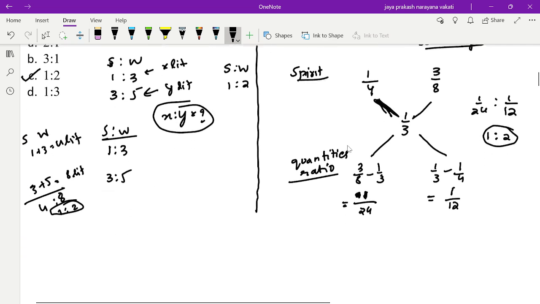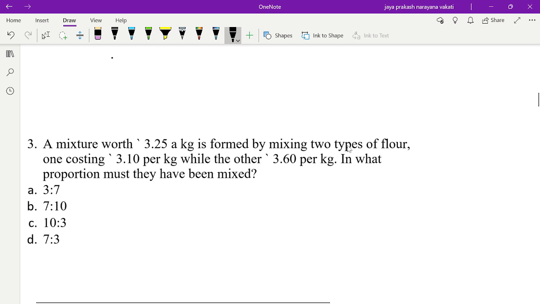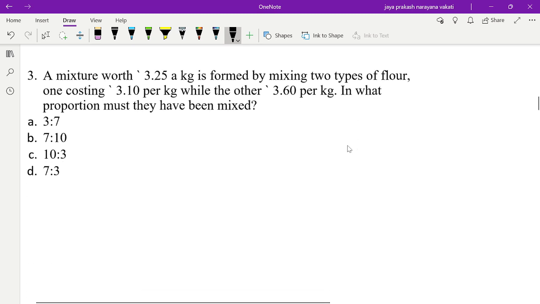So let's straight away go to our third problem now. A mixture worth 3.25 a kg is formed by mixing two types of flour. This resultant mixture costs 3.25 rupees per kg, and it is formed by mixing two types of flours. One costing 3.1 per kg and the other costing 3.6 per kg. The resultant should be sold at 3.25 per kg.